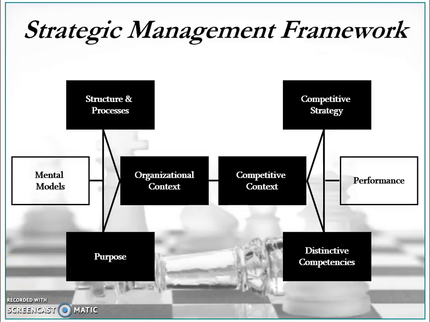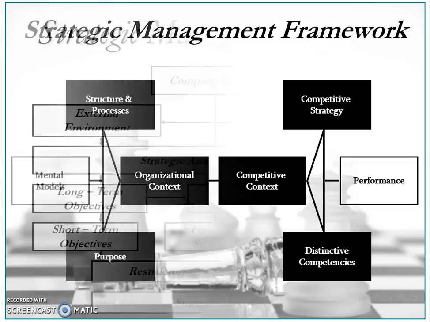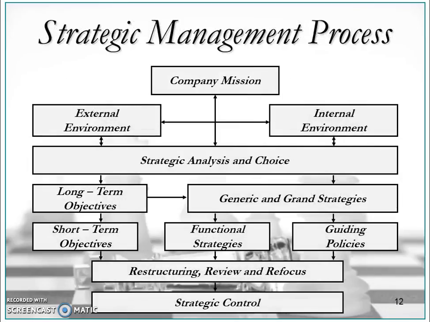Now, based on our understanding of this strategic management framework, let's transform this into the strategic management process. In the process, the first step is the company mission. I won't say it's only the mission, it also covers the vision, philosophy, the overall mindset of the organization, what they do, why they exist, what is the purpose. So all these aspects, along with their long-term objectives, form the company's mission.